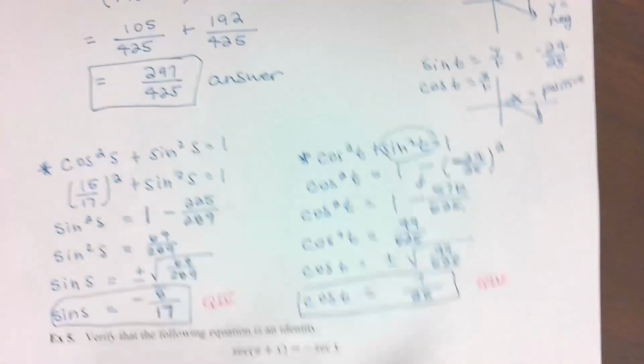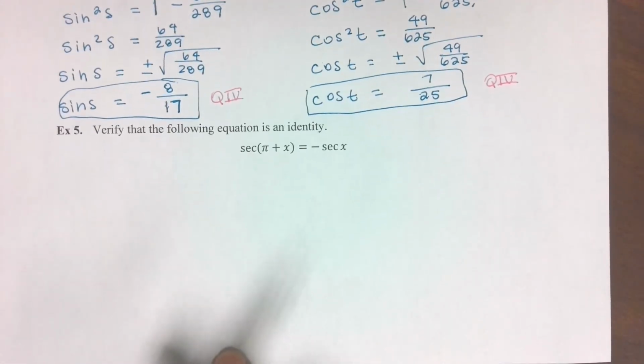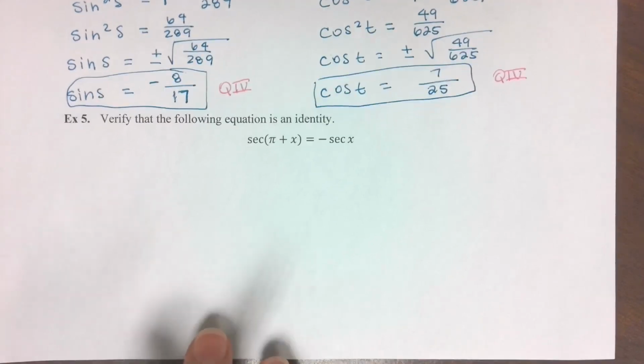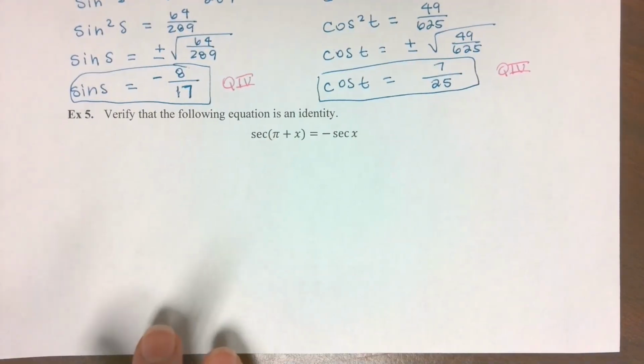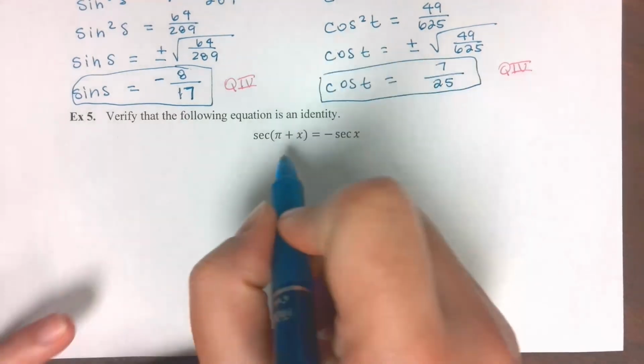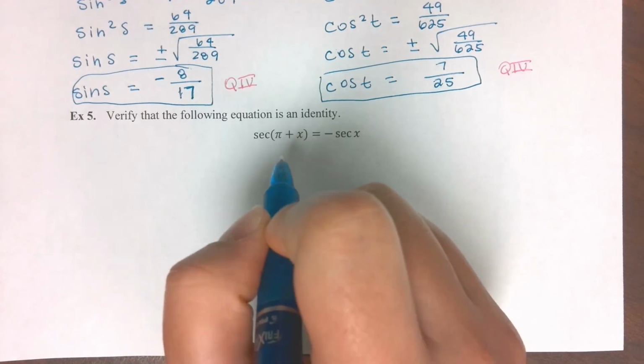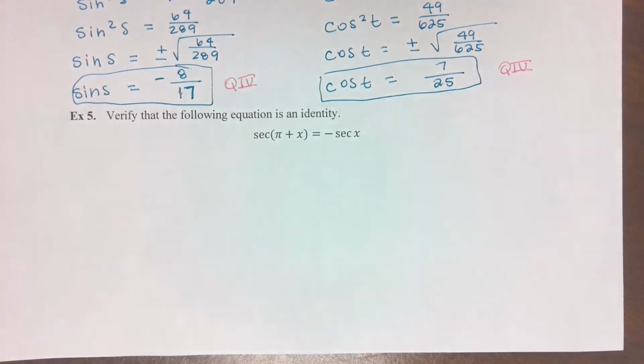Alright, last problem. Example 5. Verify that the following equation is an identity. Notice that we have addition inside of our argument, so we're going to use one of our new identities for sum and difference.